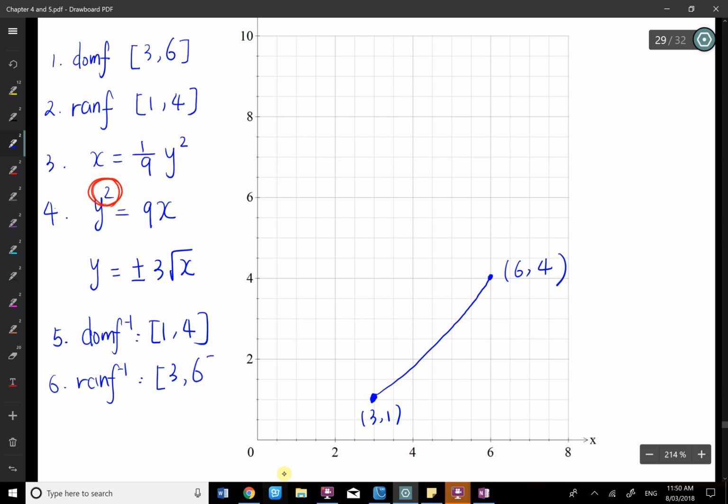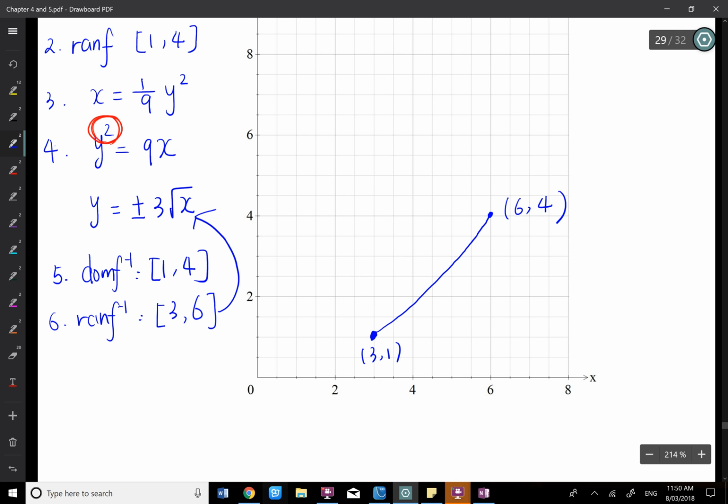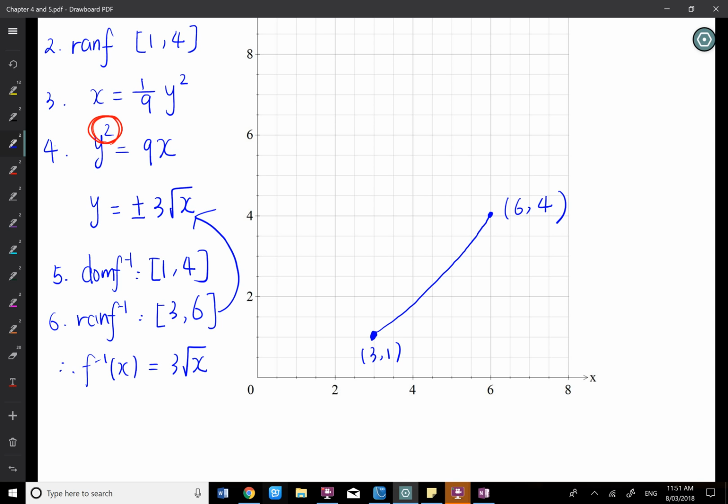Okay, let's use the range to think about the positive or minus. Which one should I take? Think about the range. If you take a negative, what's going to happen? y is always going to be negative, right? It doesn't satisfy 3 to 6. So therefore, f inverse x needs to be positive 3 root x, not the negative.